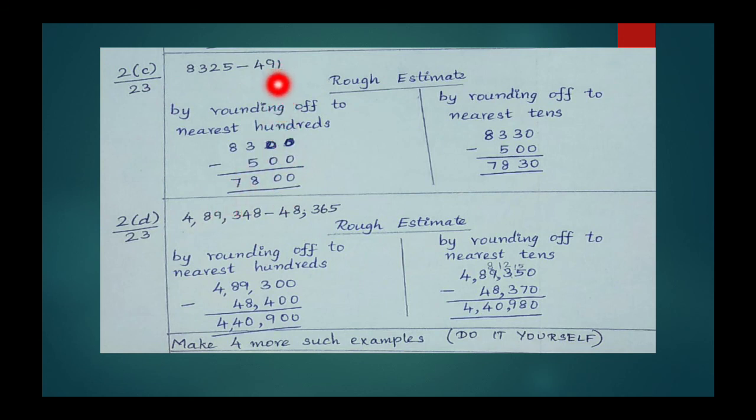Or else you can do one thing. 91 lies between 90 and 100. 91 is greater than the mid value 50, so it should be rounded up to 100. Already you have 400s. 91 has become 100, so 400 plus 100 is 500. After finding the difference, you get the answer 7,830.